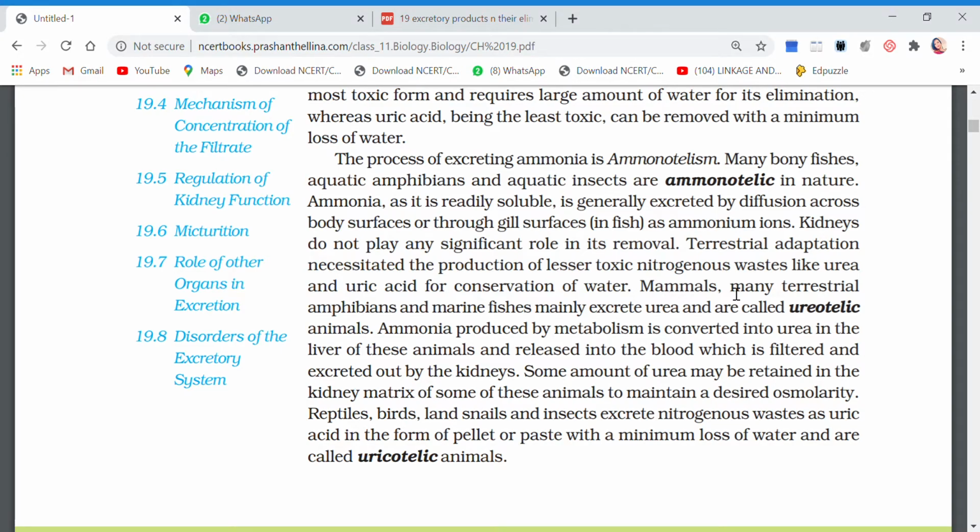So mammals, many terrestrial amphibians and marine fishes mainly excrete urea and are called ureotelic. So they excrete urea because they are known as ureotelic.